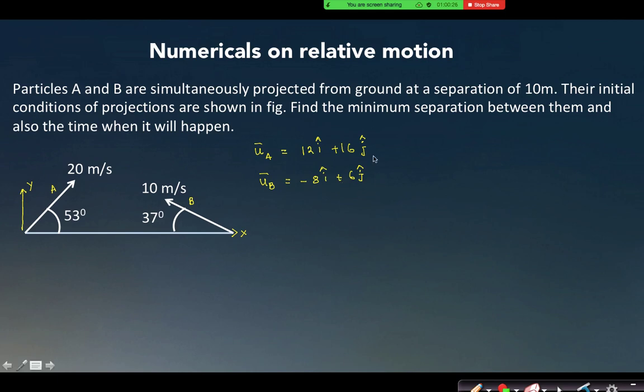What about the acceleration of the particles? What is the acceleration of A? It is minus 10 j cap. And what is the acceleration of B? Is it also minus 10 j cap? Yes or no? Yes, sir. As both the particles are moving under gravity, both of them have the same acceleration, and that simplifies your solution of this question.